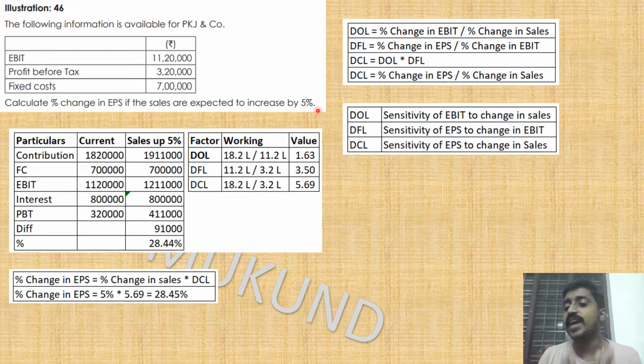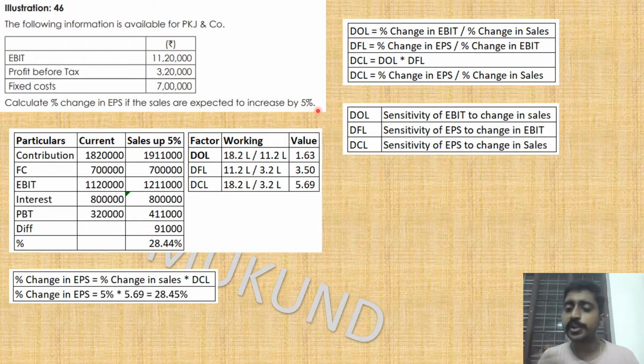And till now we have not discussed the alternate formula for calculating the leverage. So we have seen degree of operating leverage means contribution divided by EBIT. Degree of financial leverage means EBIT divided by EBT. So next, combined leverage is equal to degree of operating leverage multiplied by degree of financial leverage.